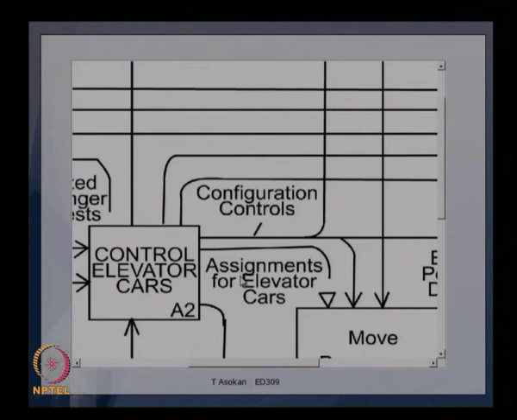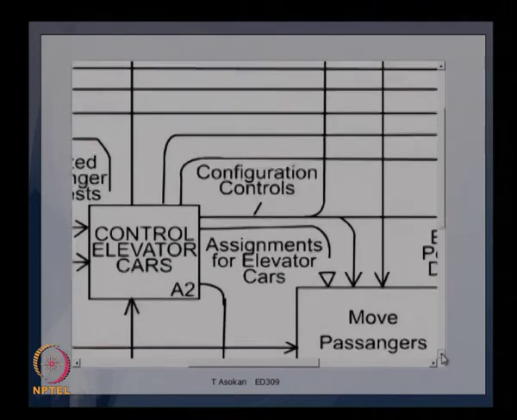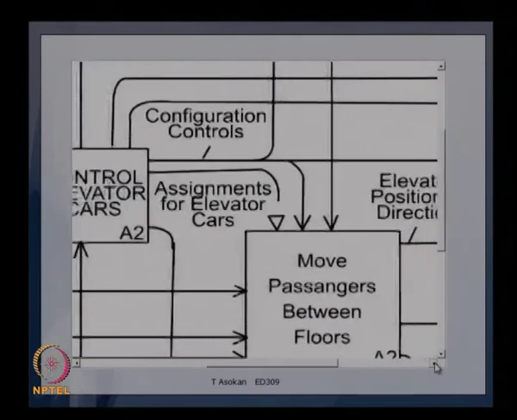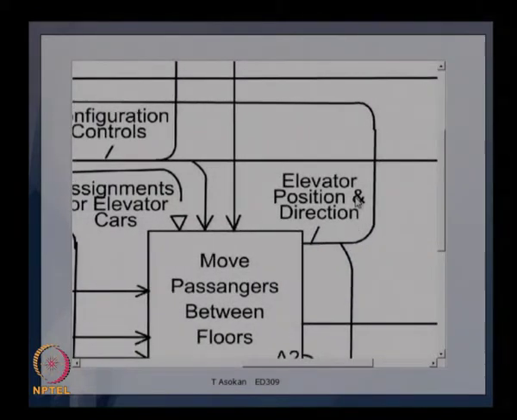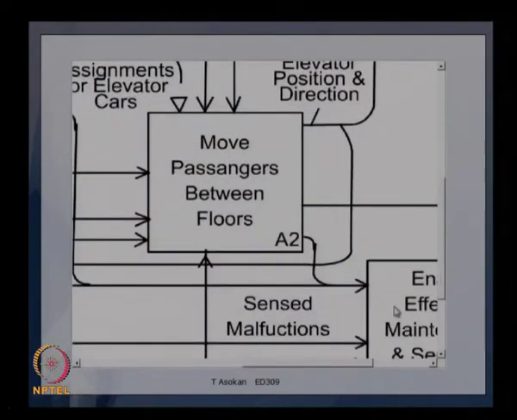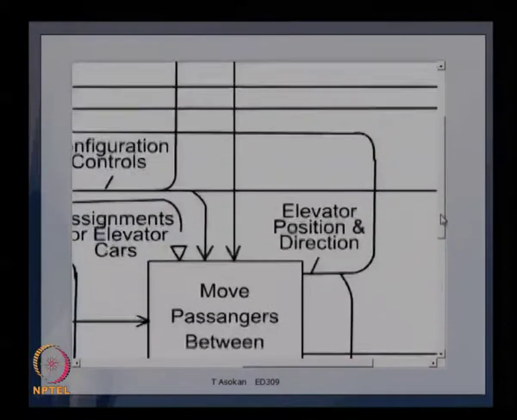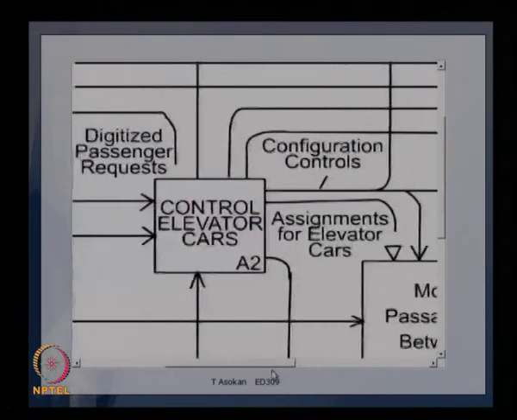Assignment of elevator cars is another one, and then you have another requirement, elevator position and direction, which is actually coming as an output from the move passenger between floors function. Similarly, you will have one more requirement, the sensed malfunctions, meaning what kind of malfunctions need to be sensed within the system. So like this you have a few input and output requirements which are internal to the system.